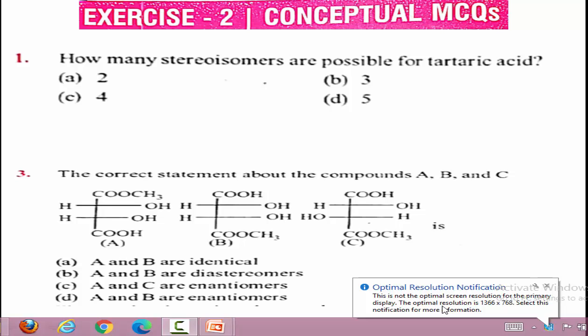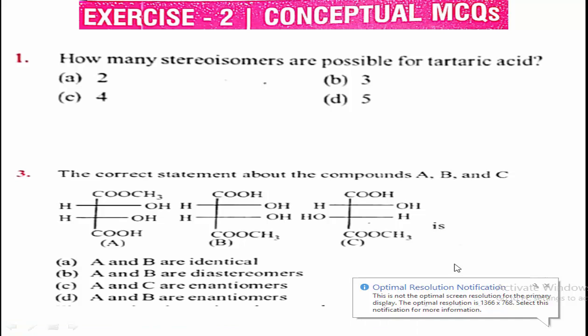A and B are identical. A and B are diastereomers. A and C are enantiomers. A and B are enantiomers. Now we must know what identical structures, diastereomers and enantiomers are. Is it right? Yes. Usually you learn this topic in second PUC, but for now just remember the concept behind this.